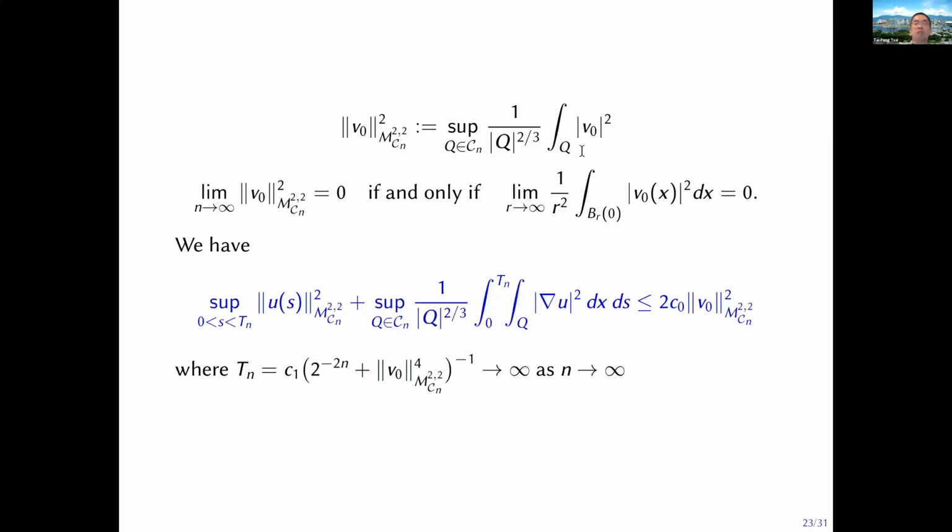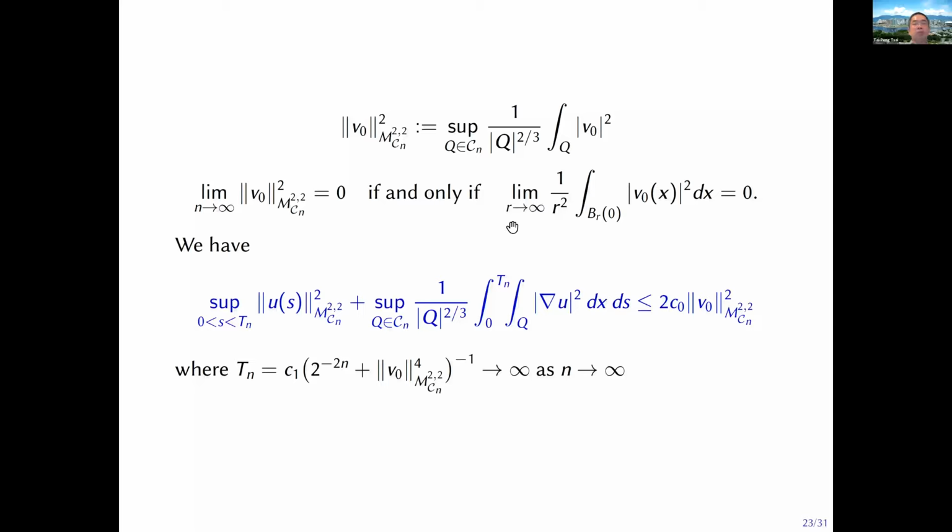So this is a Morrey-type integral. And these two here correspond to these two here. So we can define similar things for other exponents here. But for us, 2, 2 is correct. We can show that the limit of this norm here, as n goes to infinity, so we are looking at a decreasing family of cubes, this limit is zero only if our condition here is zero.